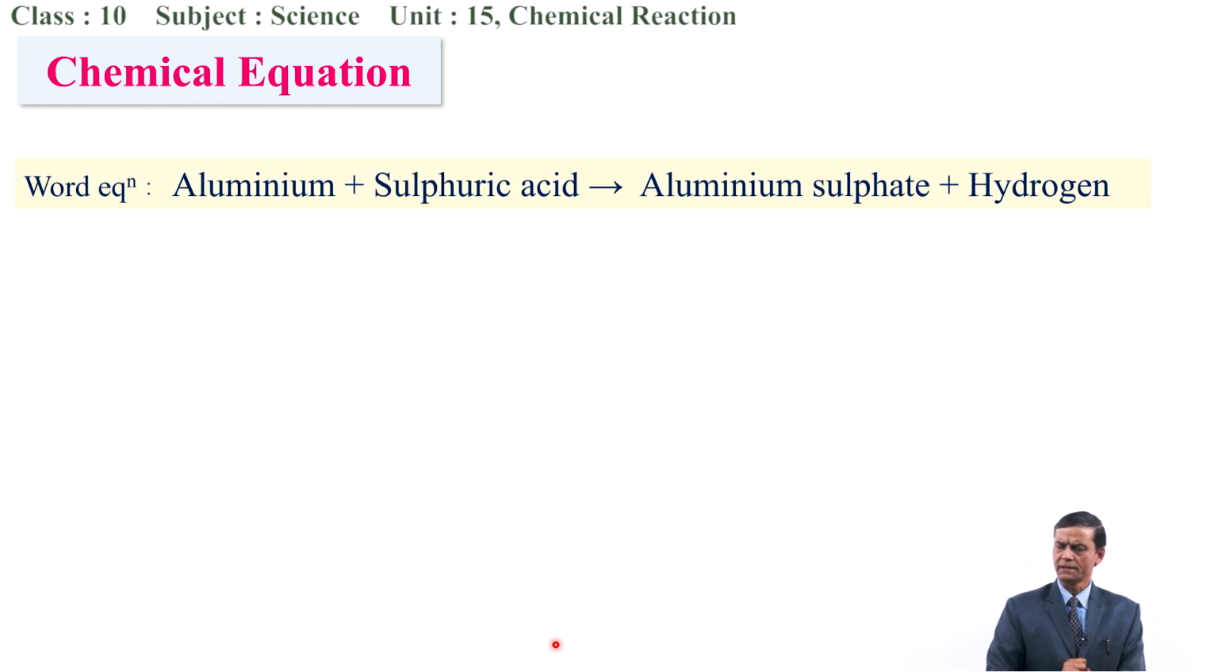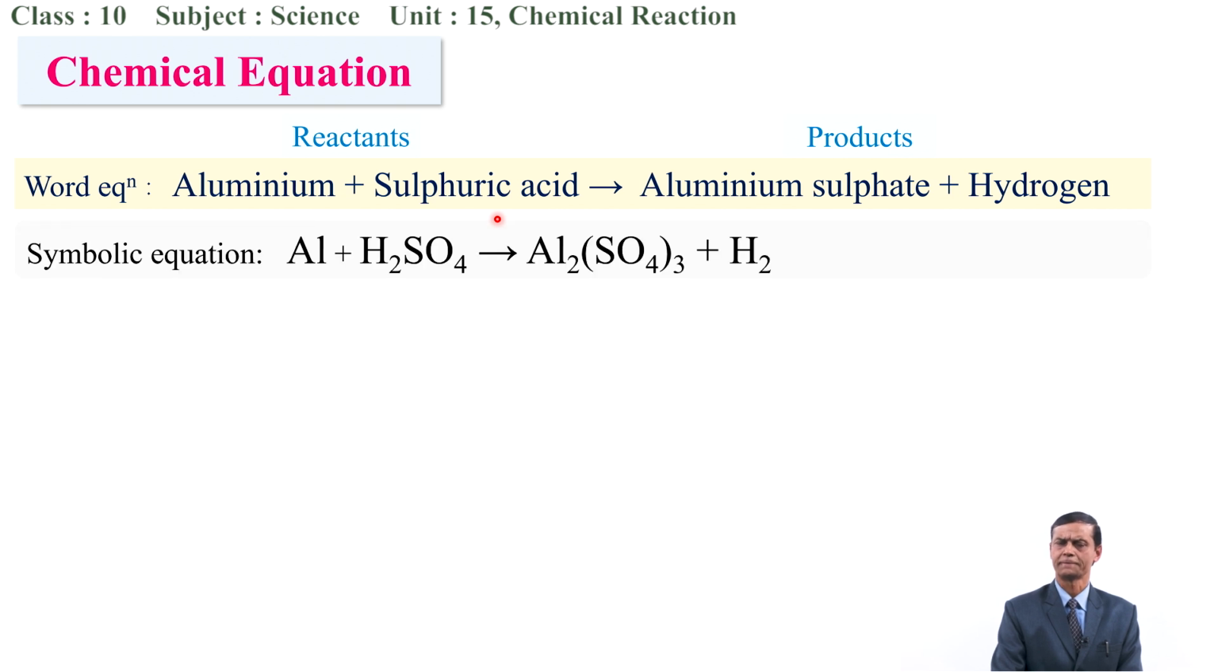Now about chemical equation, let's discuss about another example. Aluminum plus sulfuric acid, aluminum sulfate plus hydrogen. Do you know? Aluminum symbol is, do you know? And sulfuric acid, think properly. These are the reactant. Look at it. Aluminum and sulfuric acid are reactant. Then product are the aluminum sulfate and hydrogen. Now how can we express this equation in symbolic form? Like this. Look at it.